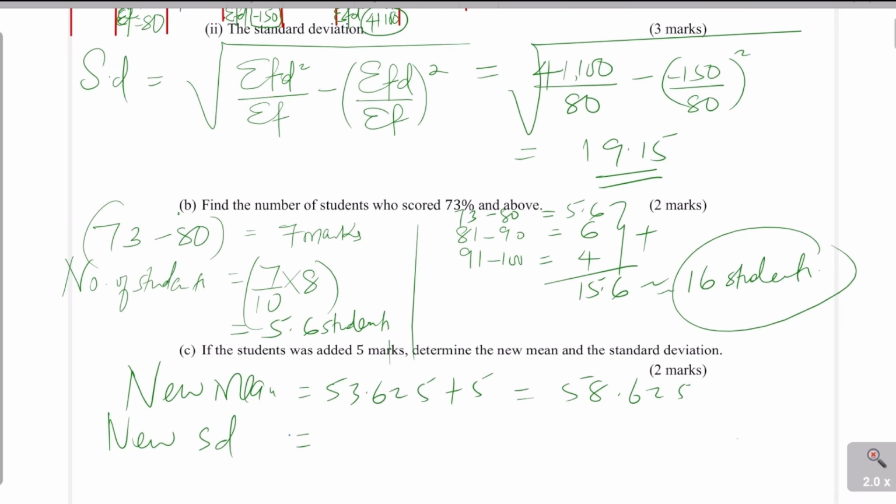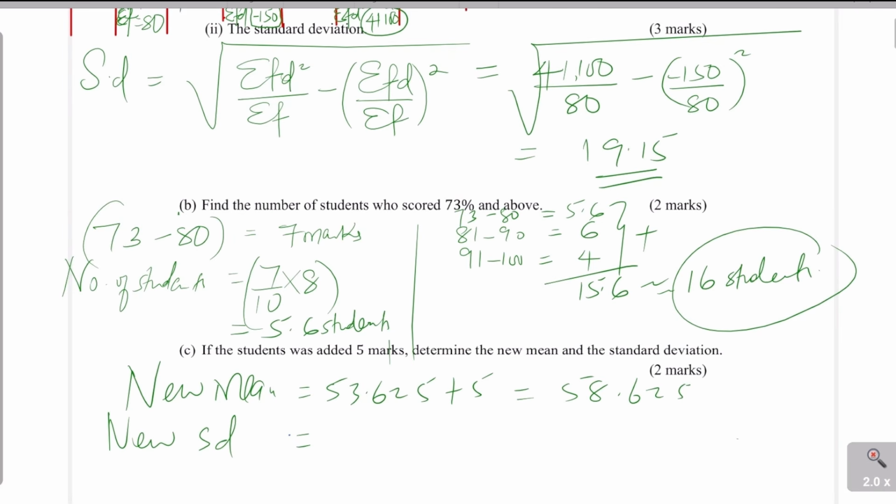Why will it not change? Because standard deviation measures the spread. How is the mark spread from the mean, from the average? No matter whichever constant value you add, that does not change the distance between the marks and the mean. It doesn't change that spread, because the standard deviation simply is the measure of the spread of the marks from the mean. So that one will not change.